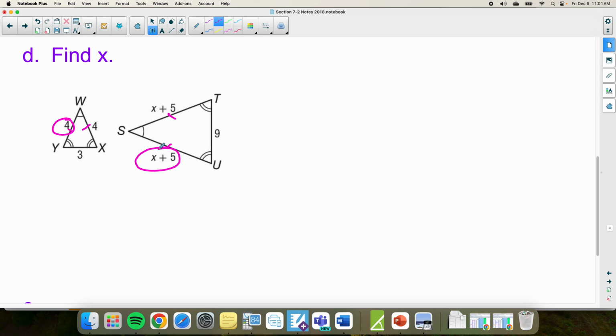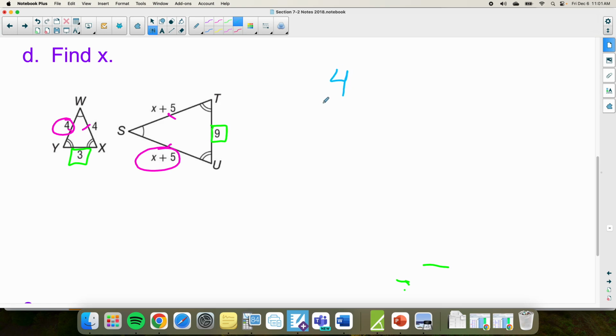This x plus 5 is between an angle with 1 arc and 2 arcs, so those two are corresponding. Now, if you ever have two sides that are just whole numbers with no variables, that tells you you're going to use those. Notice this 3 is between two angles that both have 2 arcs. That's going to correspond to this 9, which is between two angles that both have 2 arcs. When I go to write that proportion, I'm going to do pink over pink.